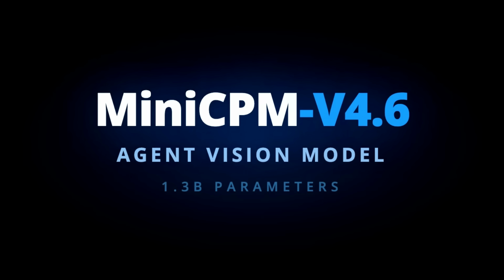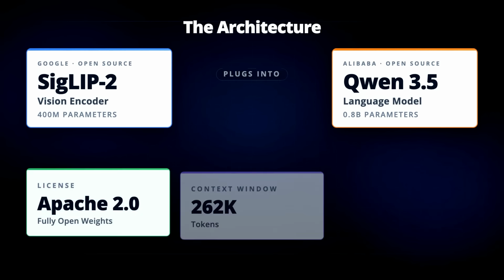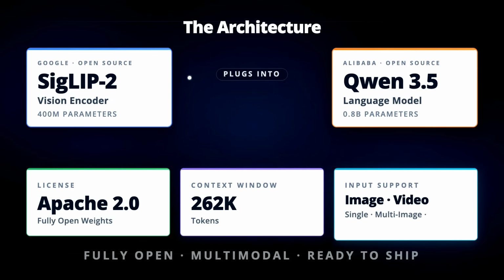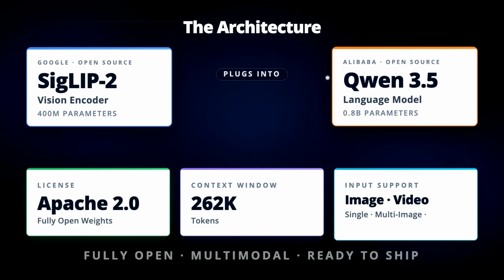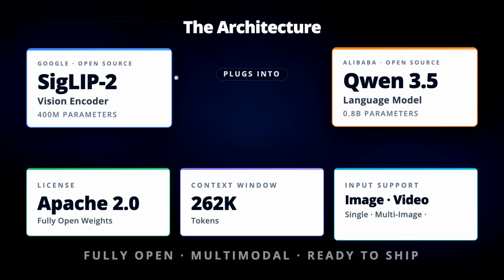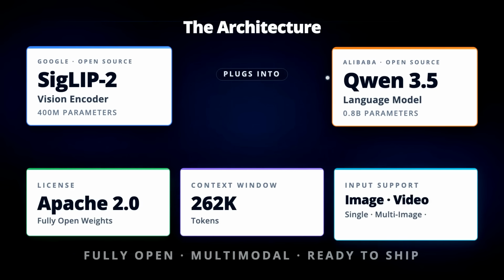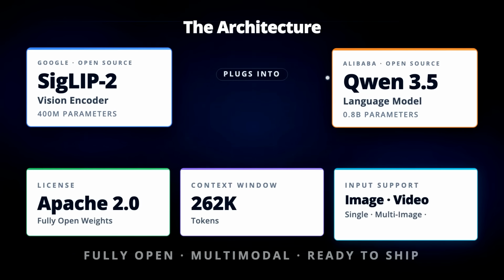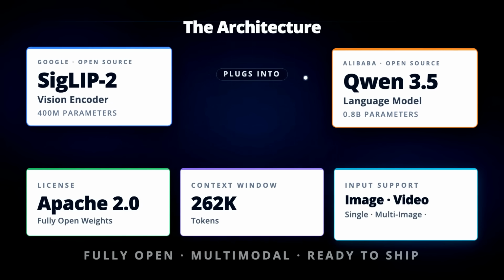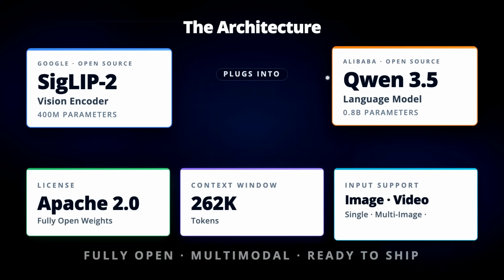So MiniCPM-V 4.6, this is their vision model. The key thing here is that it's 1.3 billion parameters in total. The architecture is using a SigLIP2 400M vision encoder plugged into the Qwen 3.5 0.8B language model. The cool thing with all of this is it's an Apache 2 license, they've made the weights fully open, and because it's got a context window that goes out to 262K, it can take single images, multiple images, and even video inputs.